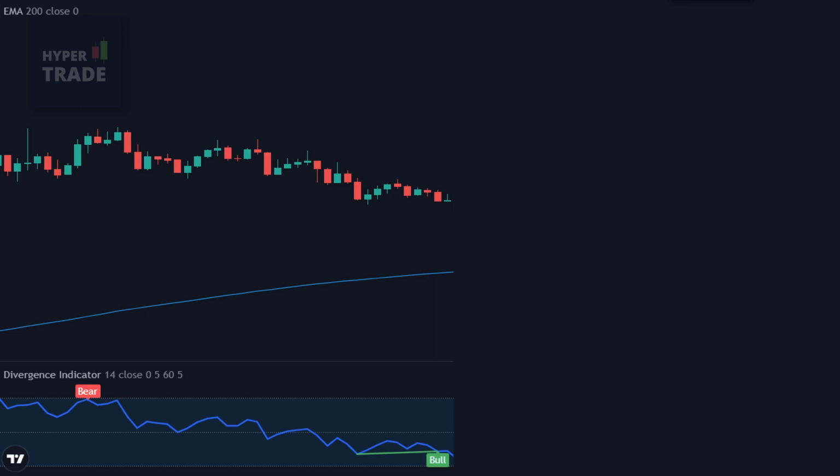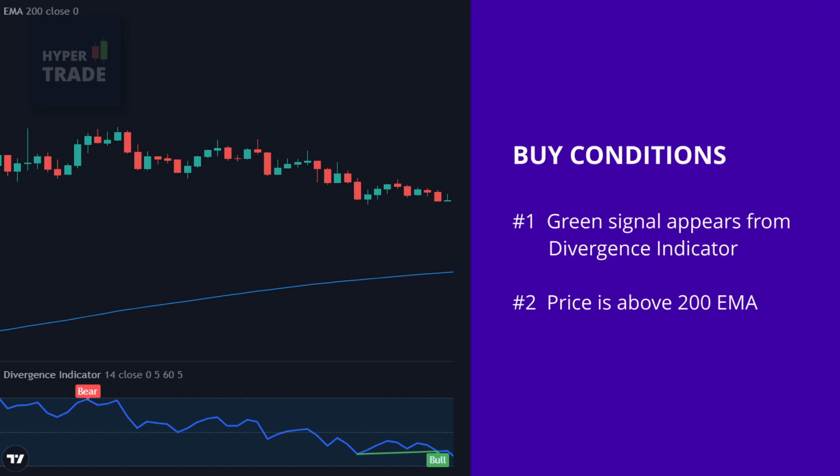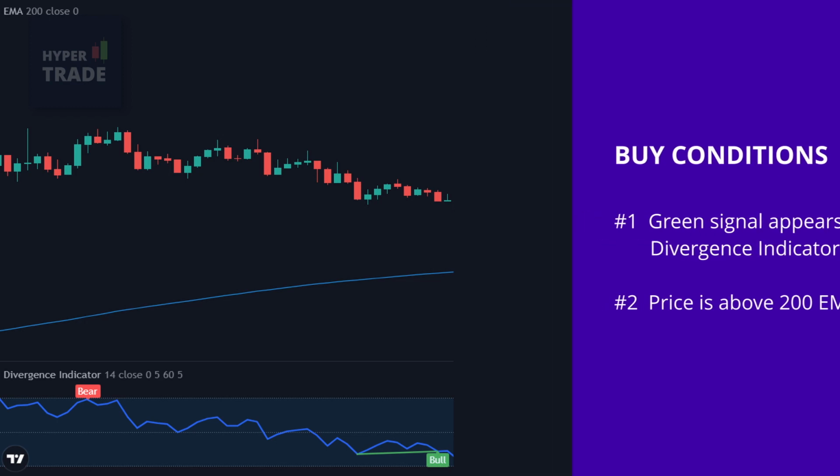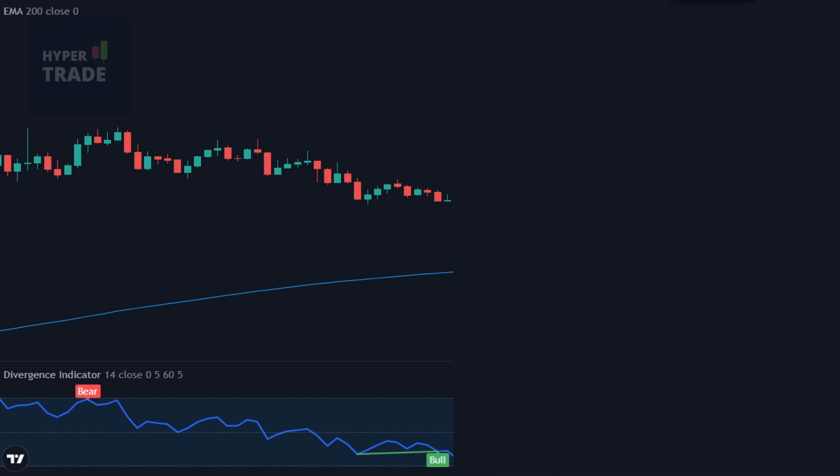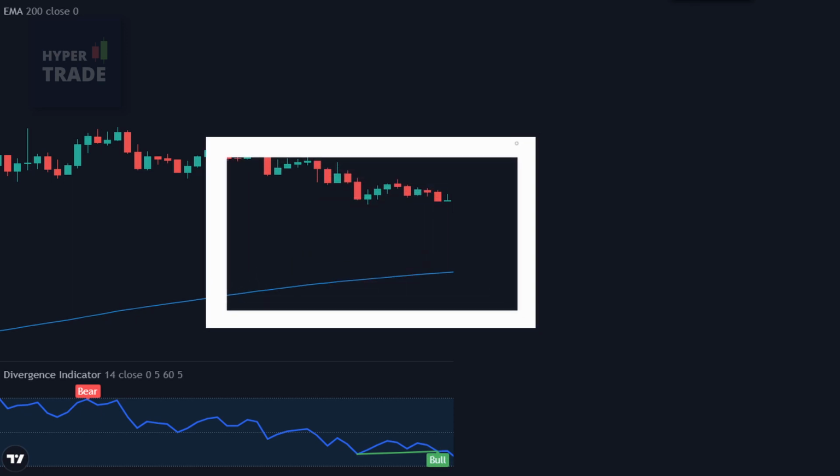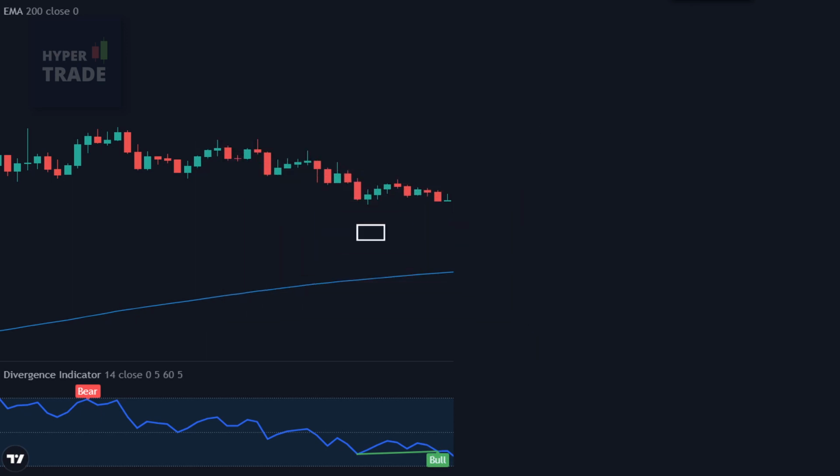As we can see in our chart, now we have all the indicators needed for our first trade. Let's get into our first buy example. Our buy conditions are very simple. We need our divergence indicator to show a green signal, and at the same time, the price must be above the 200 EMA. As we can see on our screen, the divergence indicator shows a green signal, and the price is above the 200 EMA. We should prepare our long trade here.